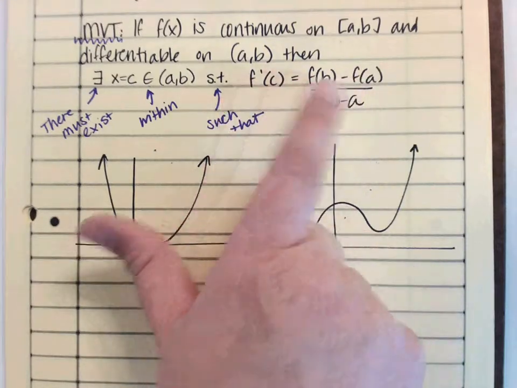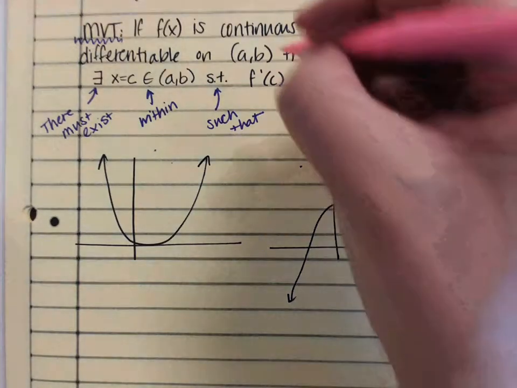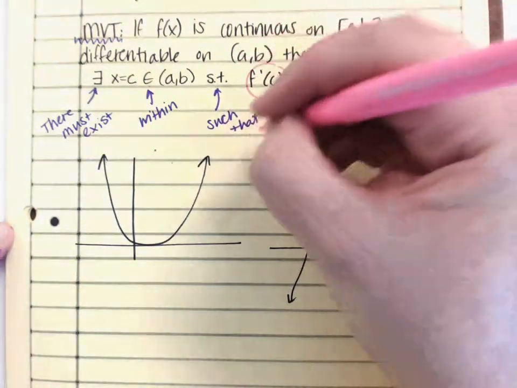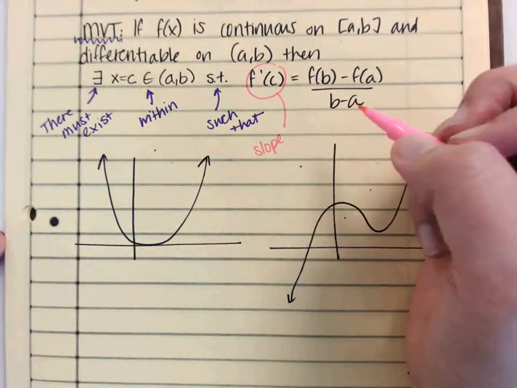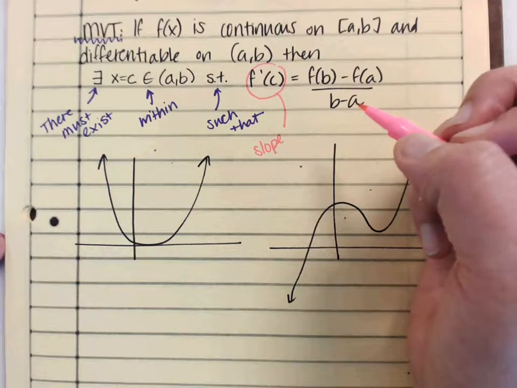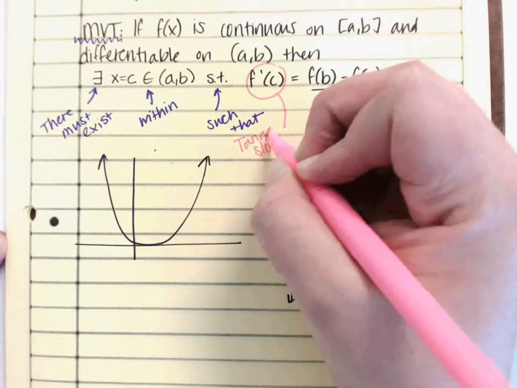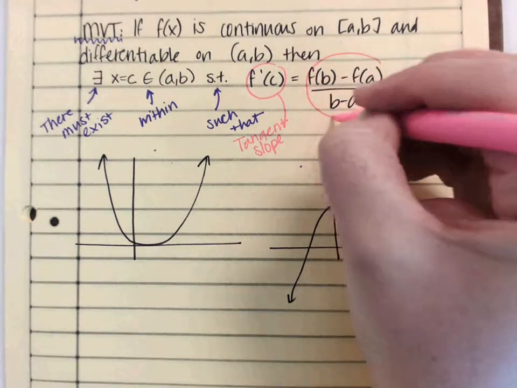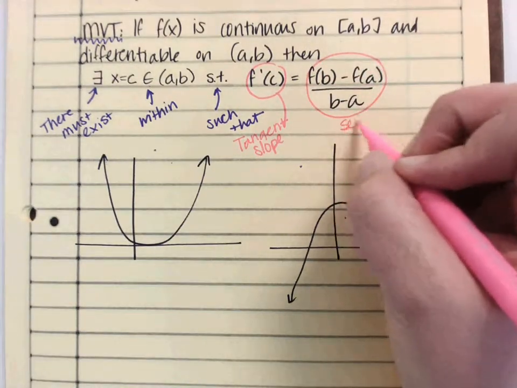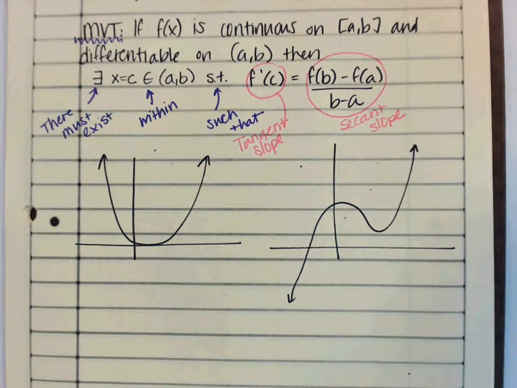Let's talk about what these pieces are. So what does f prime of c stand for? Slope of the what? Okay, I'll give you 2 choices. Tangent or secant? Tangent. Here's why. How many x's are in f prime of c? Only 1. So it has to be tangent. Now what about b and a? That's the slope of the what? Secant. Because it goes through how many points? 2. A and b, right?